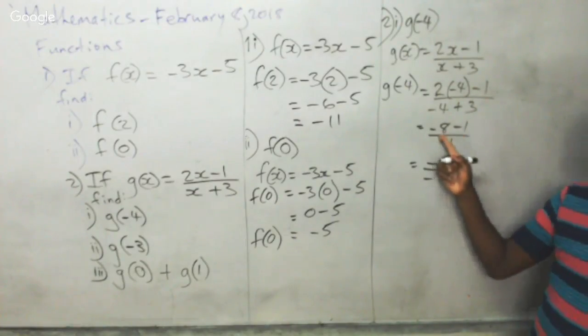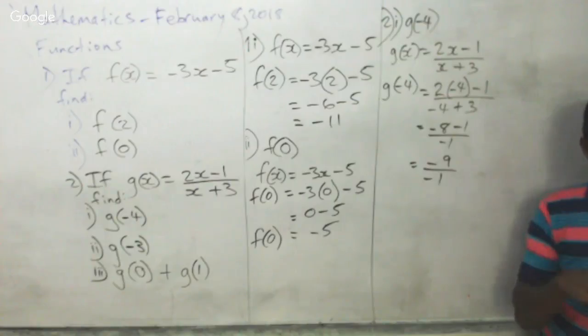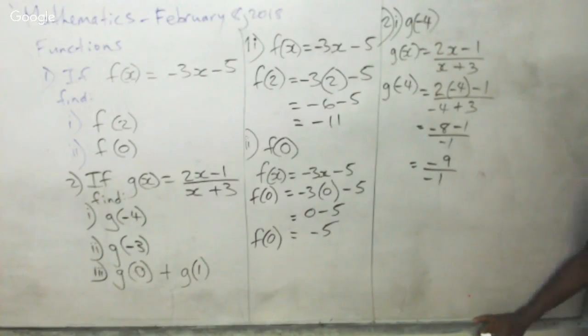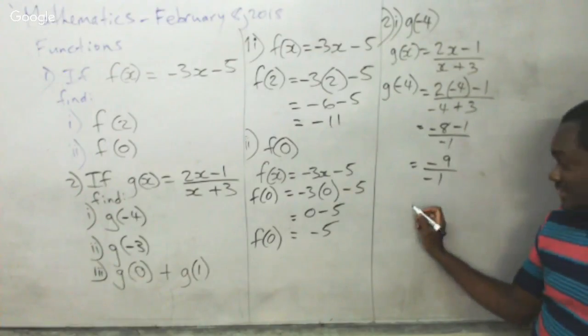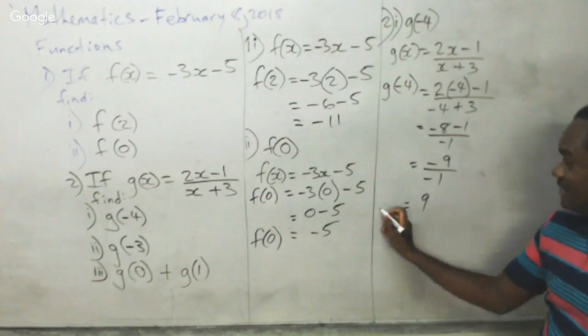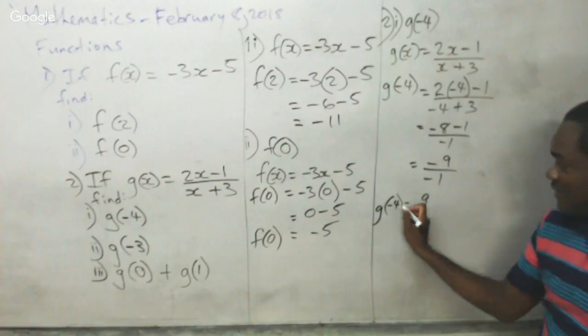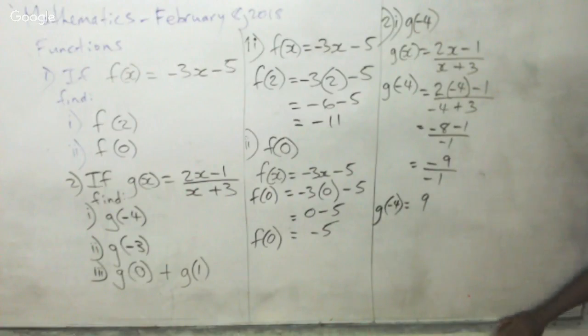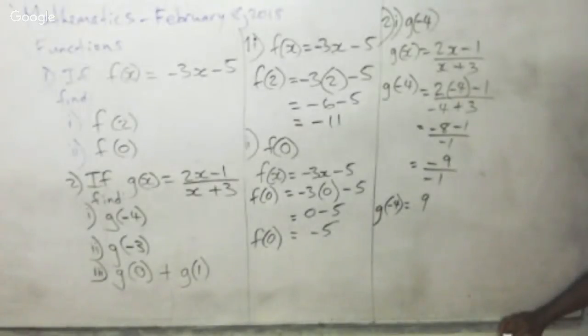Oh, by the way, negative 8 minus 1 is negative 9. I'm just checking the brains and I realize that some brains need surgery. Negative 5, negative is? Positive 9. So G of negative 4 is positive 9. Any questions? Brains are working?